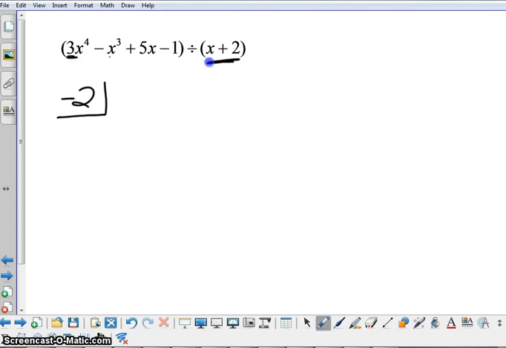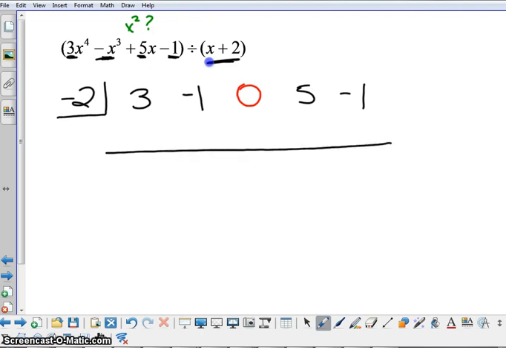So we're going to take negative 2 and put it in our box, and then we're going to list off our coefficients. And you can see we're missing an x squared. There isn't one. So we're going to have to fill in something to take the place of that value. We'll use 0, of course. So we list off our coefficients. We've got 3 for the x to the fourth. We've got negative 1, which comes right here from our negative x to the third. We're going to put in a 0 for our x squared term. And then we're going to list off 5 and negative 1.